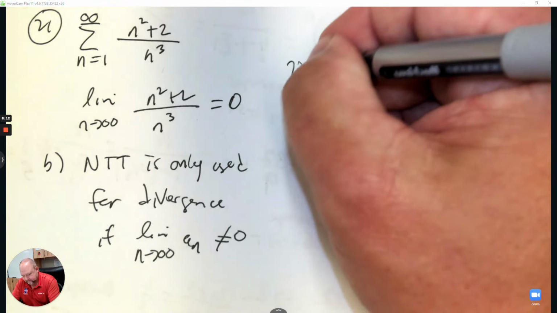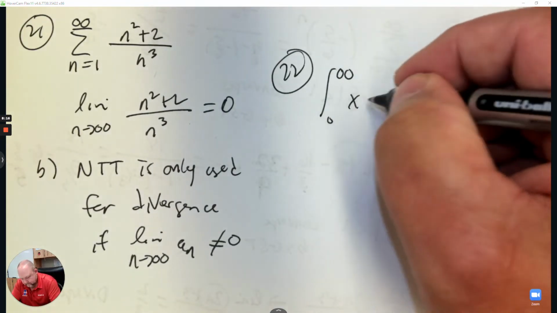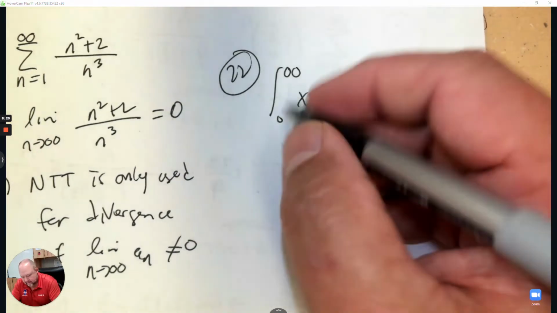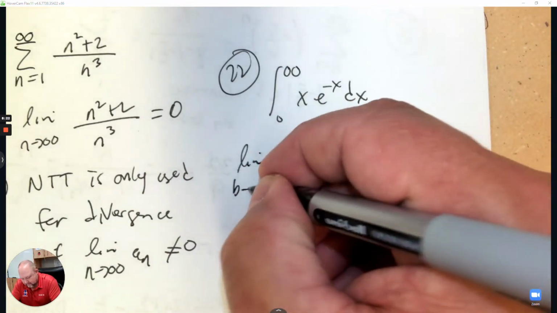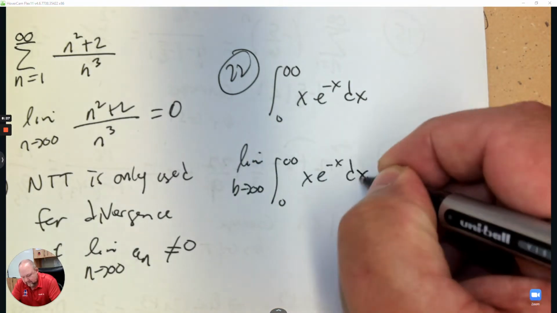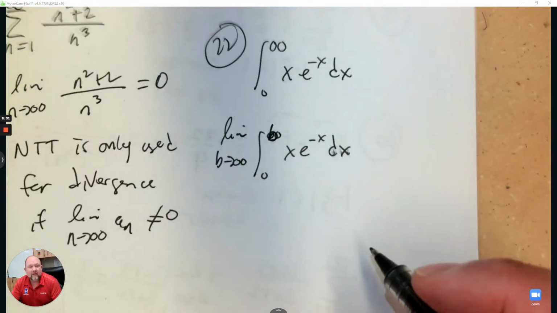22. All right, these are now review questions. This is called an improper integral. So we're going to write it as a limit as b approaches infinity. You can see the form of it. Oops. Change the infinity to b. There you are. All right.